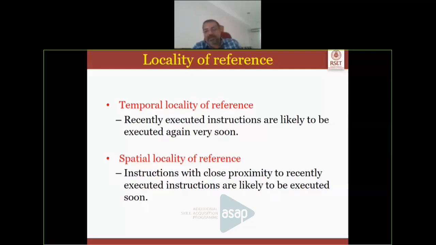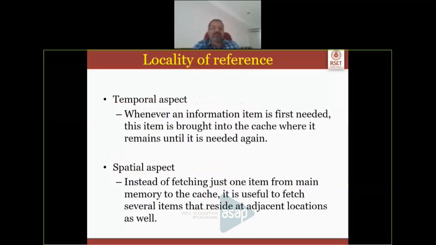Now, spatial locality of reference has another aspect. When the processor is executing an instruction, there is a high chance of executing an instruction very close to that, located in the primary memory. These are the two aspects. So it's explained in this way, temporal aspect. Whenever an information item is first needed, it is brought to the cache memory. It will remain in the cache memory until it is needed again. There are some situations where it has to be removed from the cache memory. We will study that.